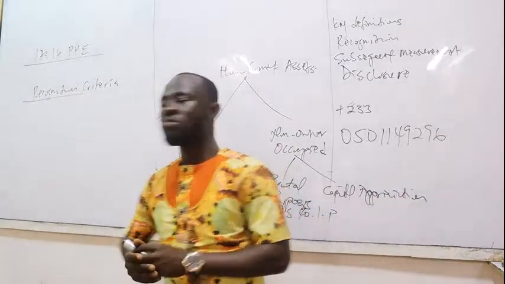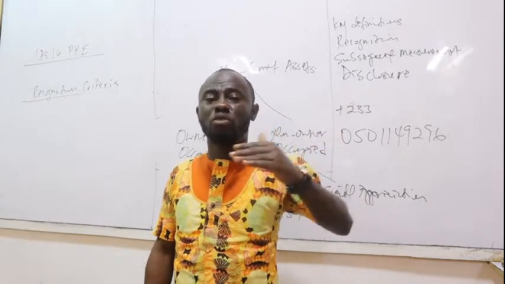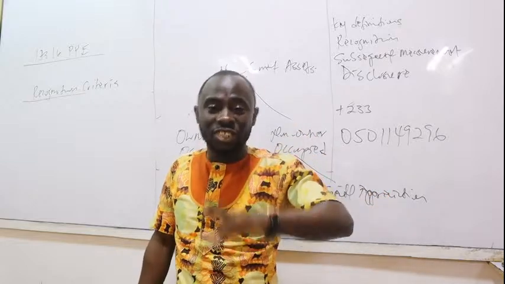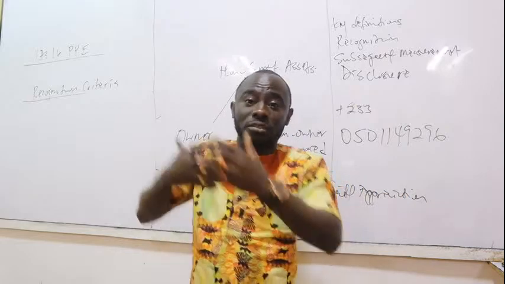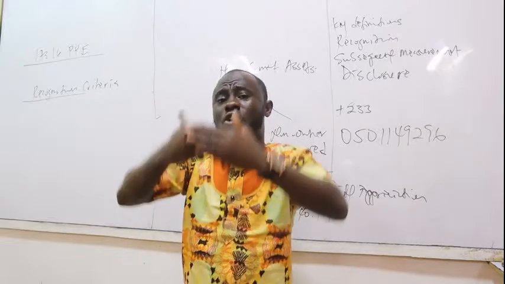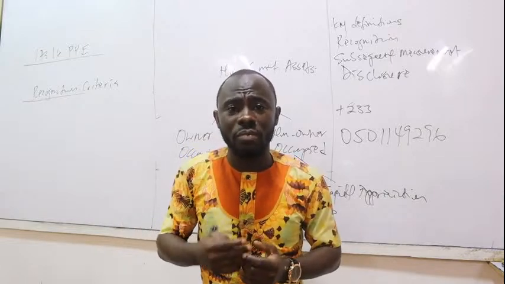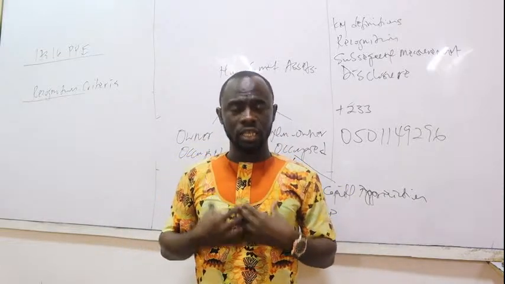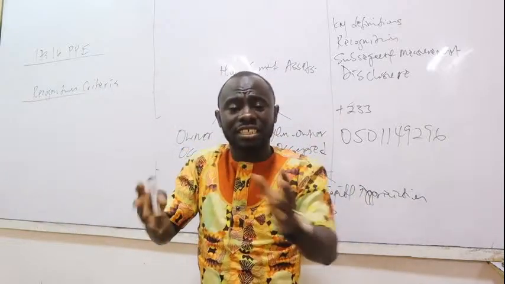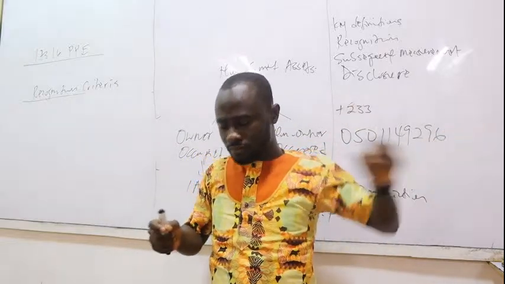Recognition criteria. The standard states that for a transaction to be recognized as an asset, it must meet the definition of an asset. And what is an asset? An asset is a resource controlled by an entity as a result of past events from which future economic benefit flows to the entity. So for us to recognize an item as an asset in the financial statement, it must meet the definition of an asset.